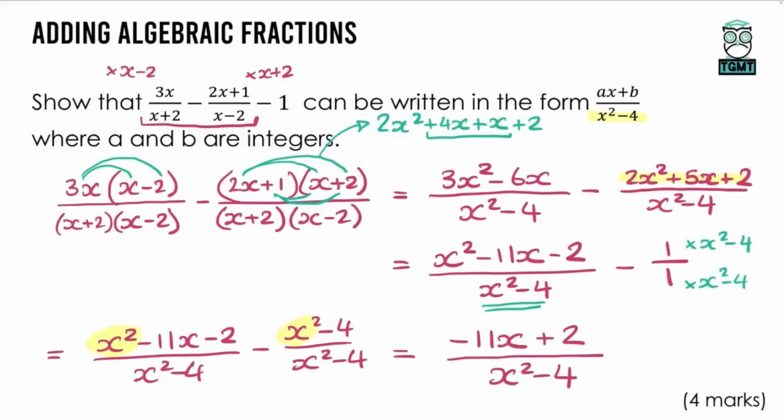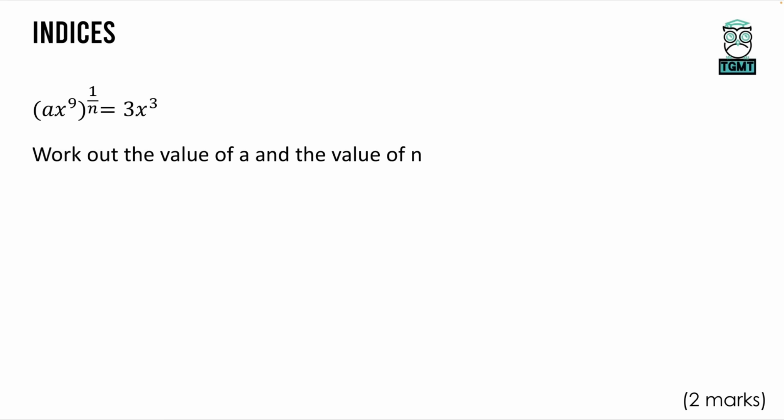But there we go, there was some adding or subtracting algebraic fractions. So with these styles of negative or fractional indices, when they are in reverse, we need to be very aware of the rules and how indices are used. So in this one here, we have a fractional index involved, and it says (ax to the power 9) all to the power of 1 over n is equal to 3x to the power of 3. So it says work out the value of a and the value of n.